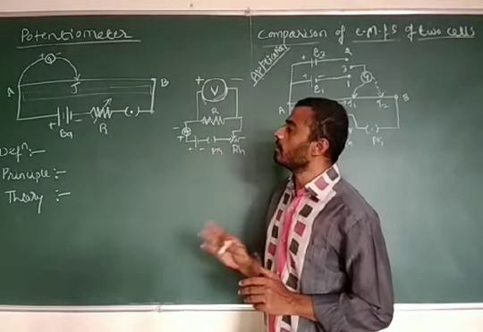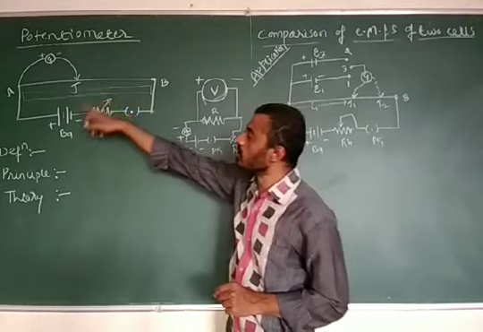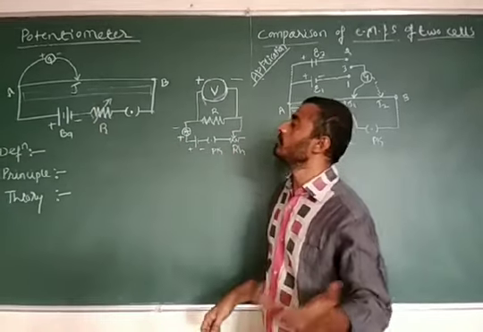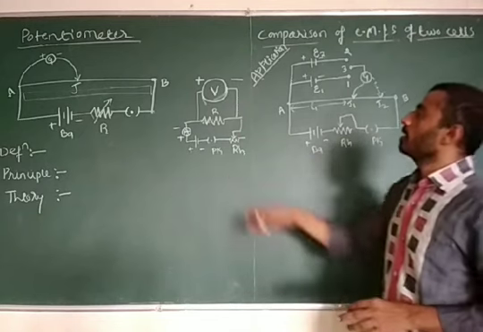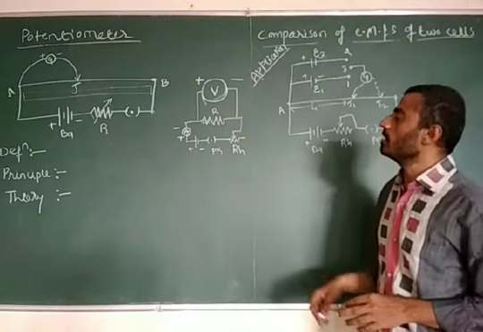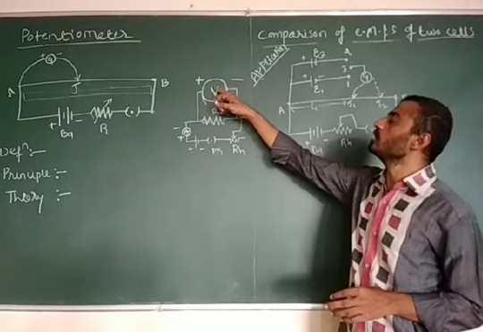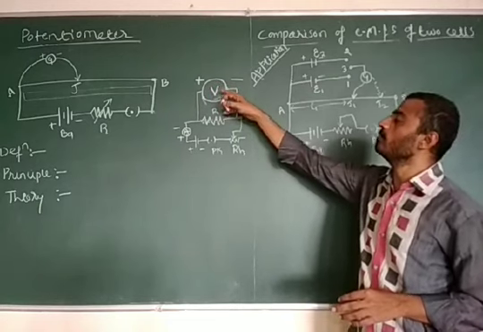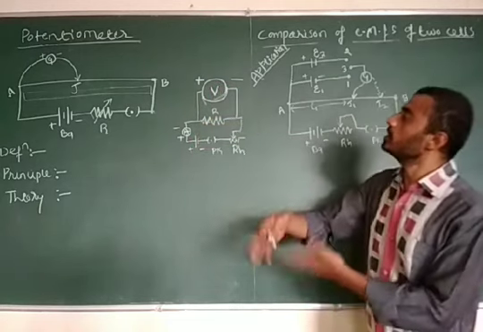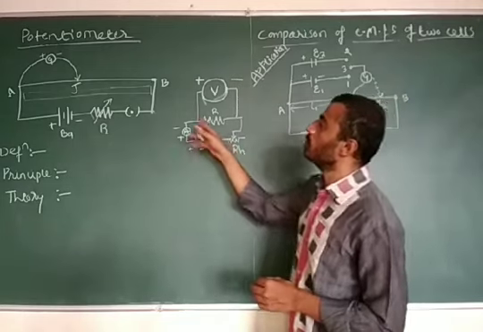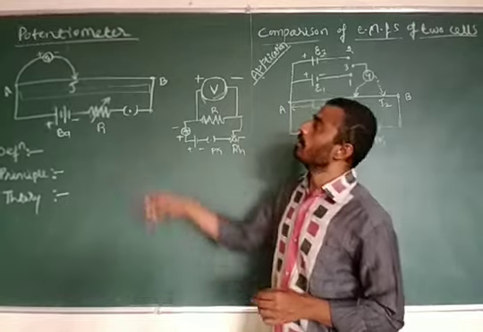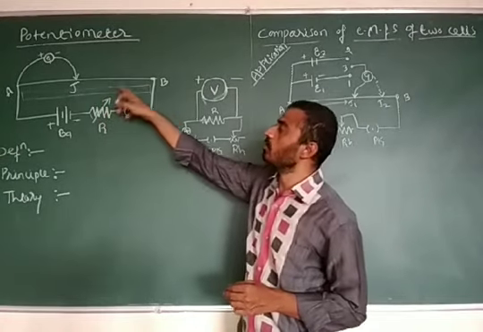A potentiometer does not draw any current from the source whose EMF is to be measured, but a voltmeter is not like that. It is also used to measure the EMF of a cell, but it draws some current from the same cell whose EMF is to be measured. That is the drawback of a voltmeter over the potentiometer, and that is the advantage of a potentiometer over the voltmeter.